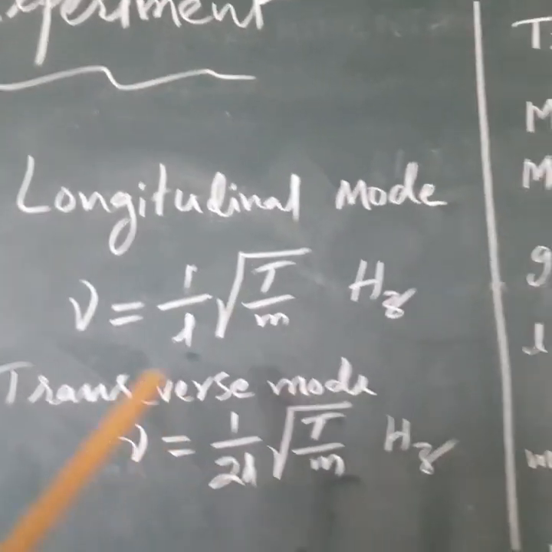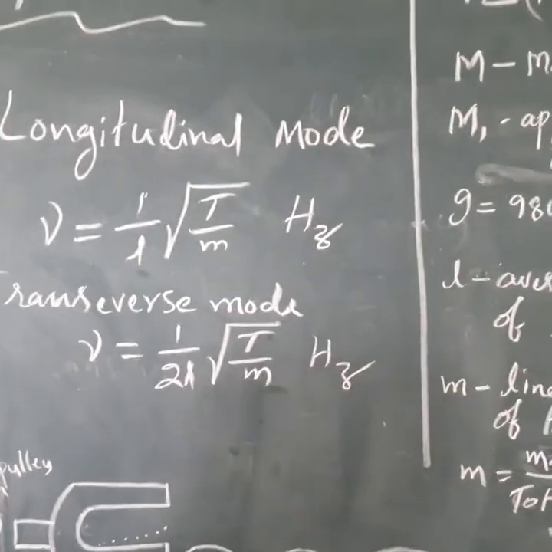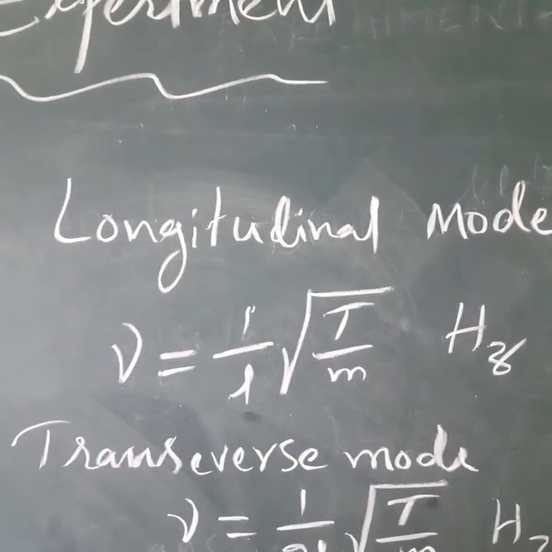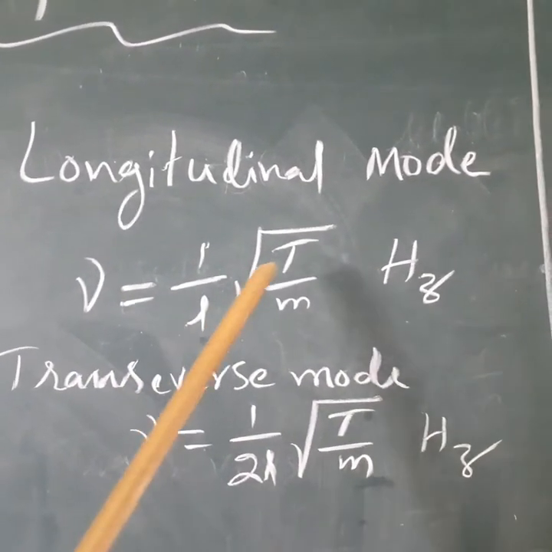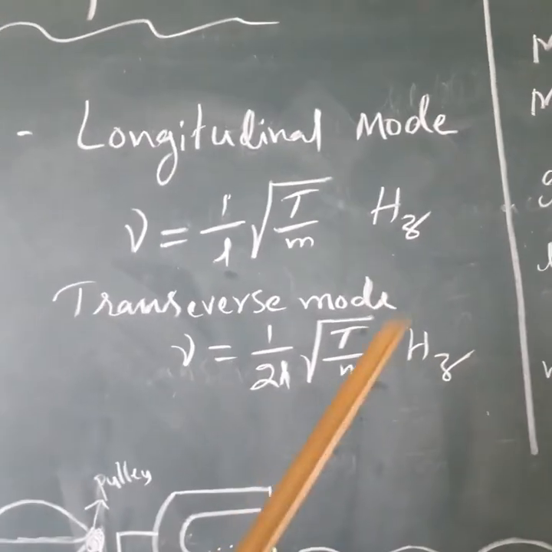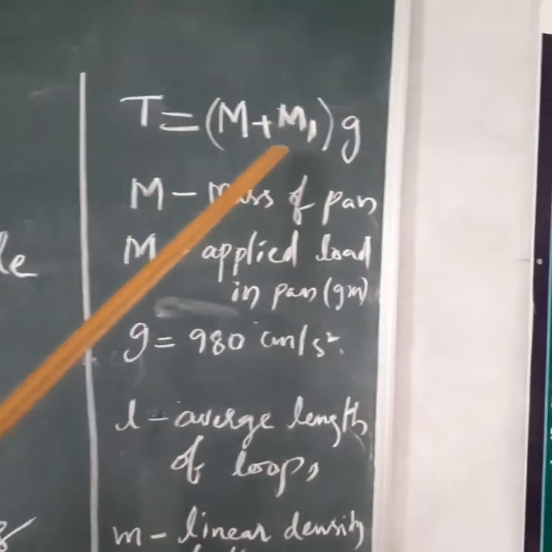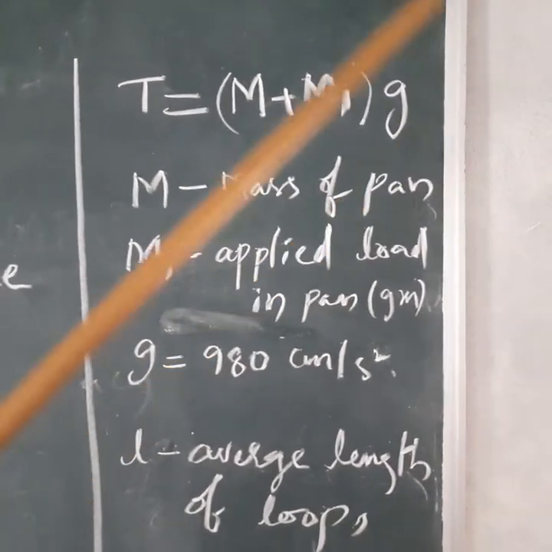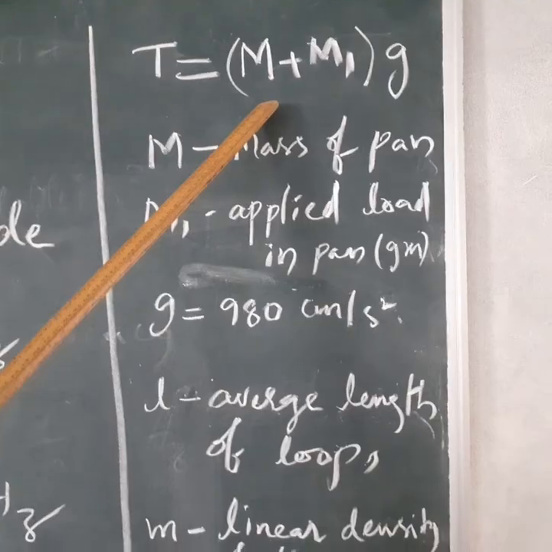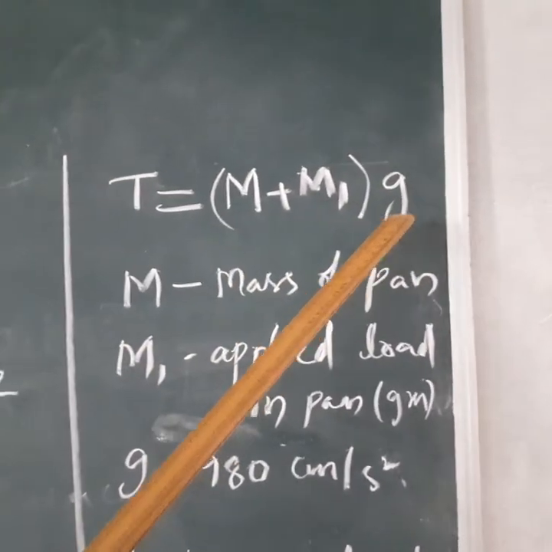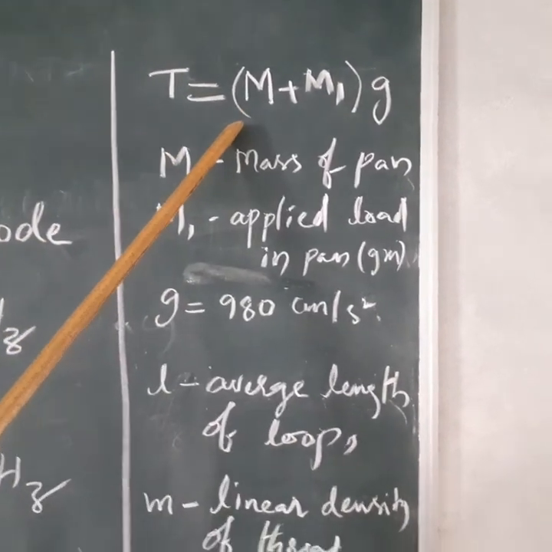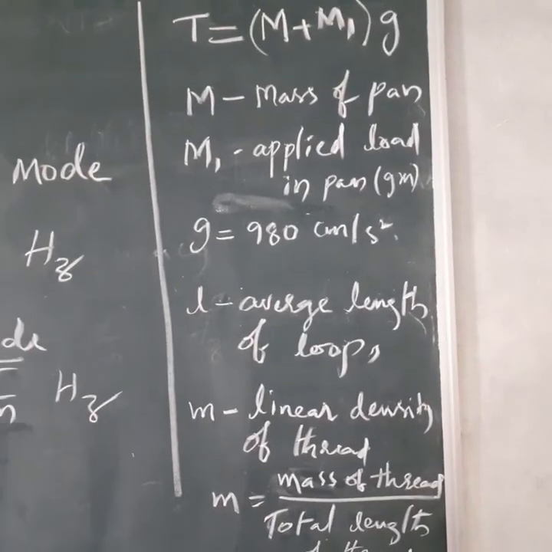In this formula, L stands for each loop length, or the average length of the loops. T is the tension in the string or thread. The tension is equal to mass into acceleration due to gravity, the mass attached to the string at one end. The first end is connected to the tuning fork, and the second end of the string is attached to the pan with some weights.